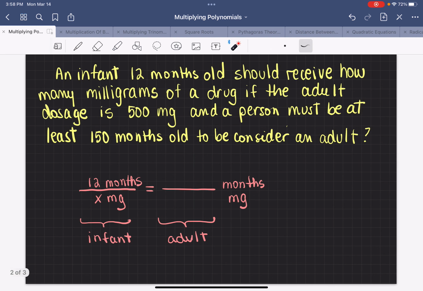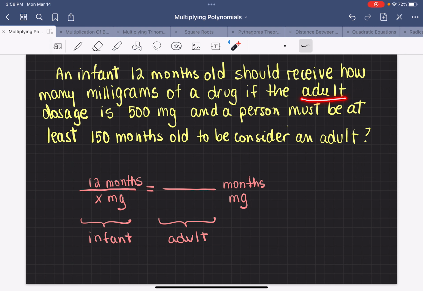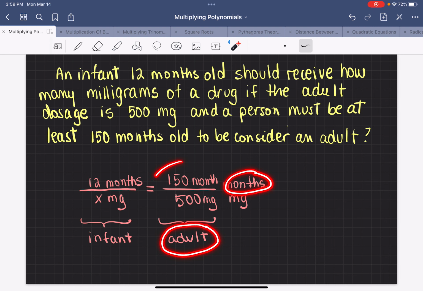I will continue reading. If the adult dosage is 500 milligrams, so for the adult, this side of the equal sign and milligrams on the bottom, so the 500 milligrams go here, 500 milligrams. For a person that is 150 months old, so the 150 goes on top, because that's where I have the months on top, and on the right side I have the adults. So that's where the 150 months should go.